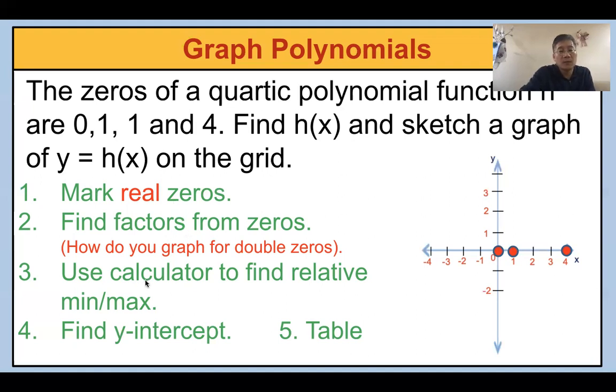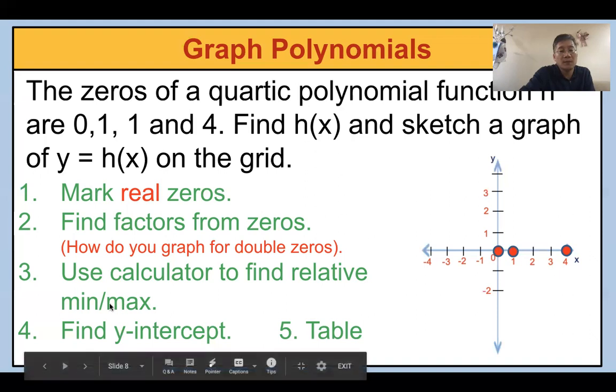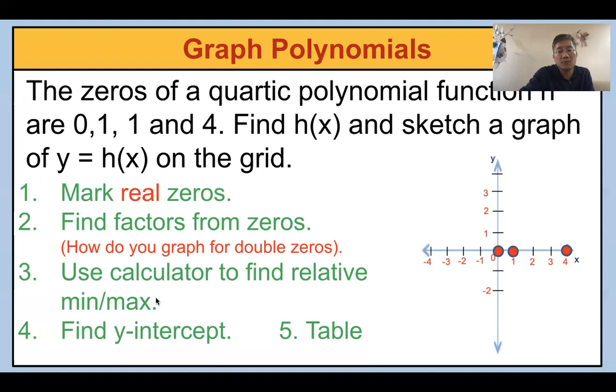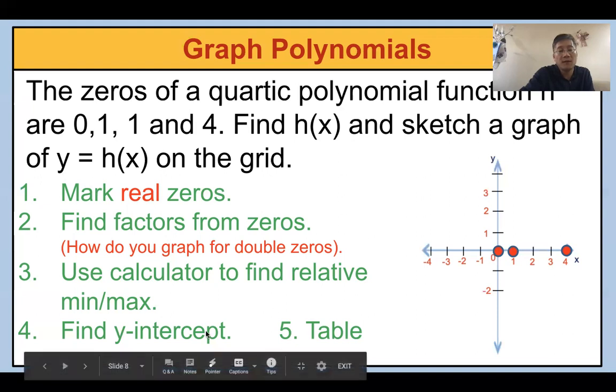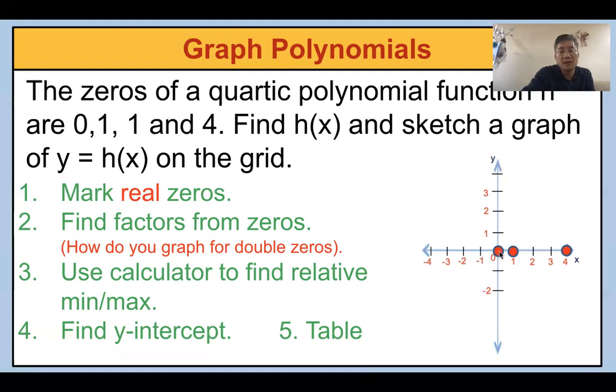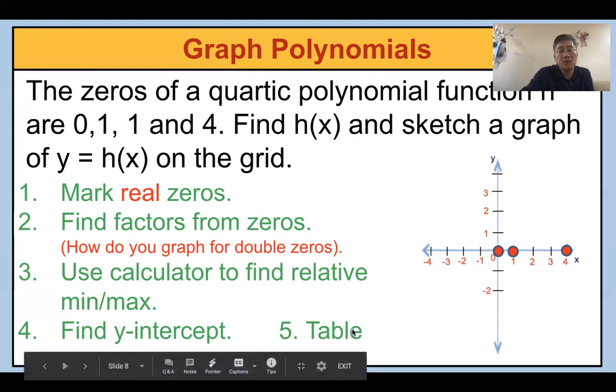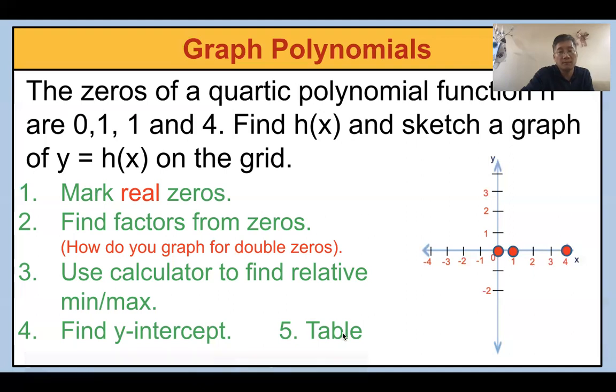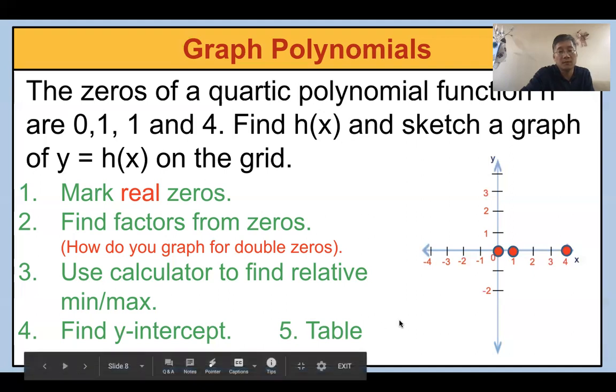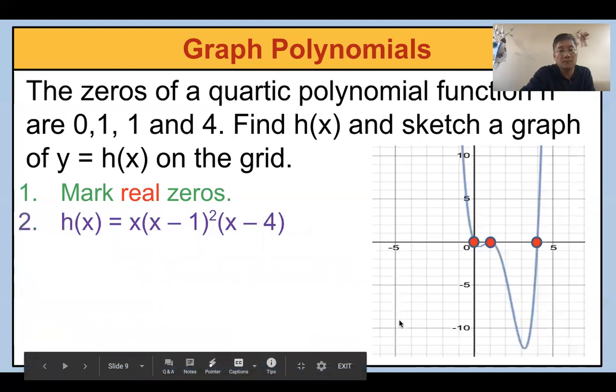use the calculator to find the relative minimum and maximum. If you look at the calculator, the shape, you can see where the relative minimum and maximum are. We learned it before. And then find the y-intercept, which here is 0. And then look at the table for more points. So plot the points based on the table and connect them. So let's see this in the next slide.